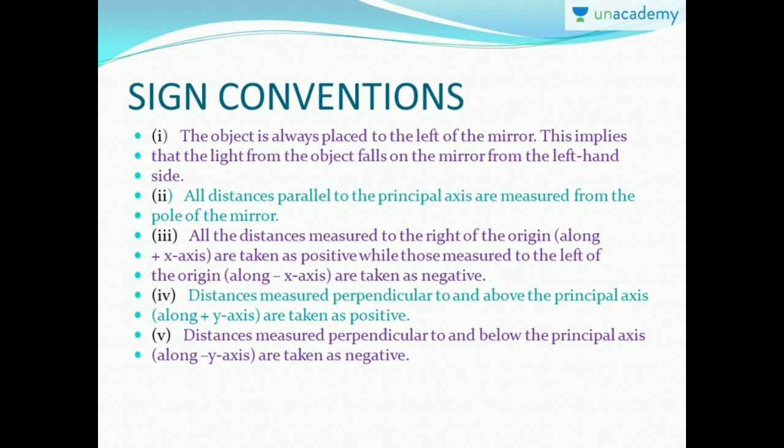Next one, distances measured perpendicular to and above the principal axis, along the positive y-axis, are taken as positive, and similarly downwards they will be taken as minus y-axis. So these are the basic rules. These are easy to remember, and the values of the object distance u and image distance v will be taken on the basis of these. So let's get moving.